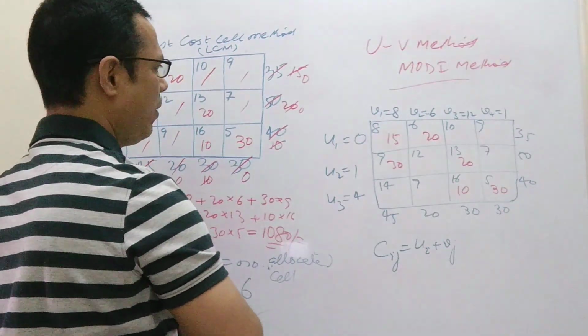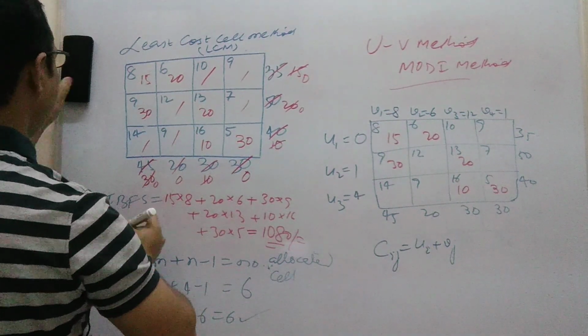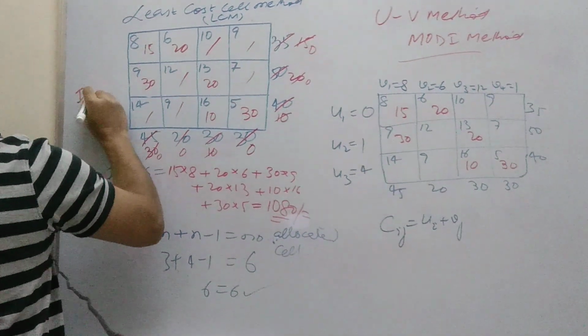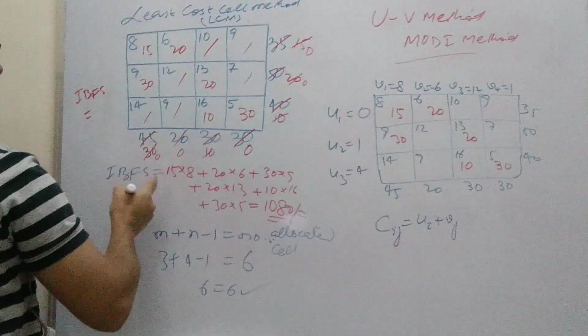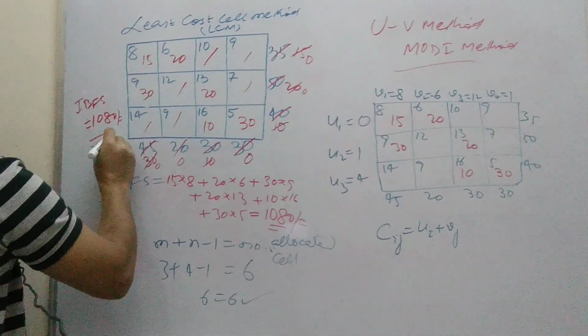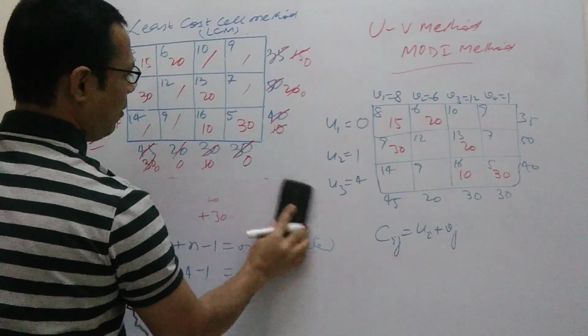Once you have got the values of U and V, then there is a step. Before going to see the steps, you need to write what is the initial basic feasible solution. We have got 1080 here, which we got by applying the least cost cell method. So now I am going to move to the next step.